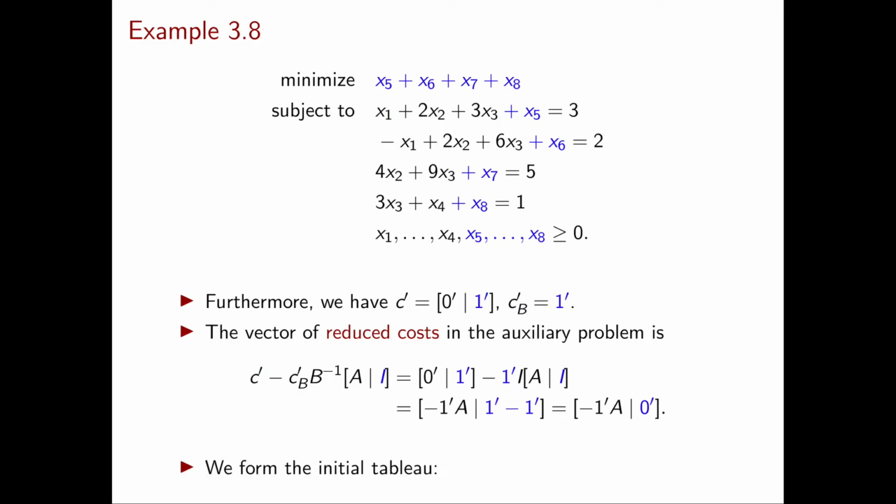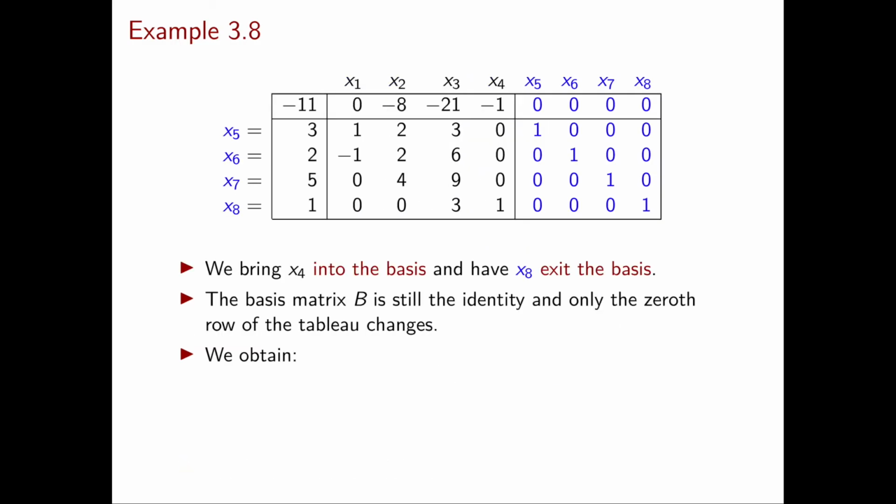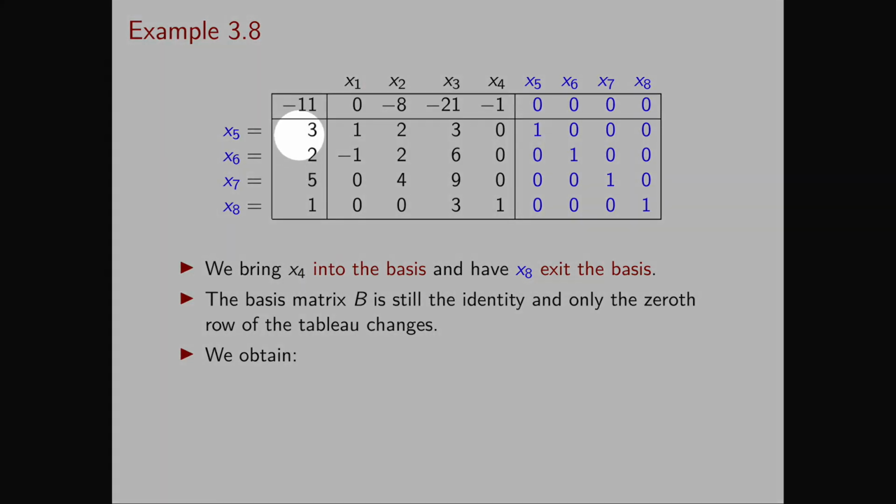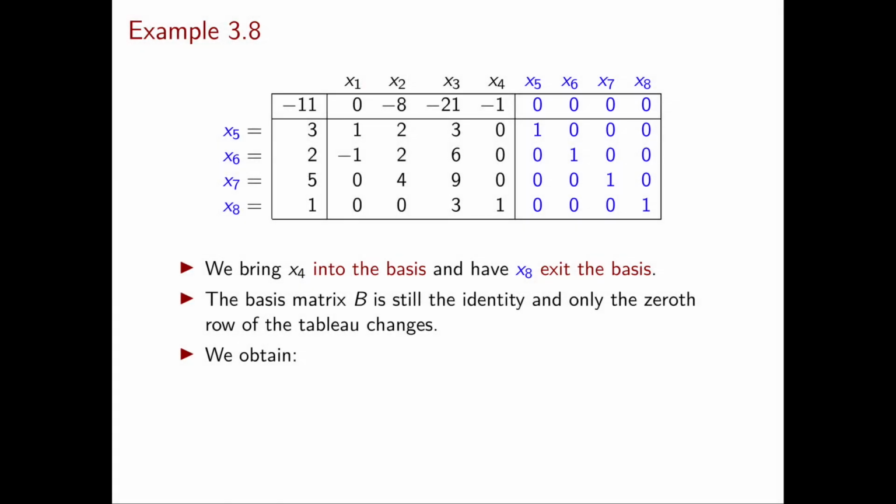We are now ready to form the initial tableau. Let's deal with the 0th row at the very end. Let's first consider the remaining rows. In the 0th column, we have B inverse b, and again, B inverse is just identity, so this is the original right-hand side vector.